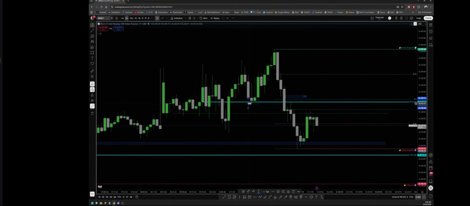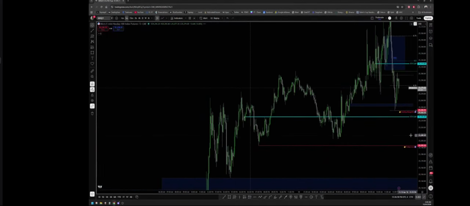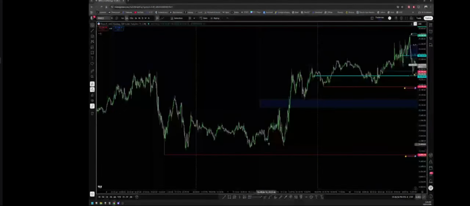So this portion. Now this is your breaker on a market maker sell model. Any doubt that this is a market maker sell model? No. Consolidate. None at all.